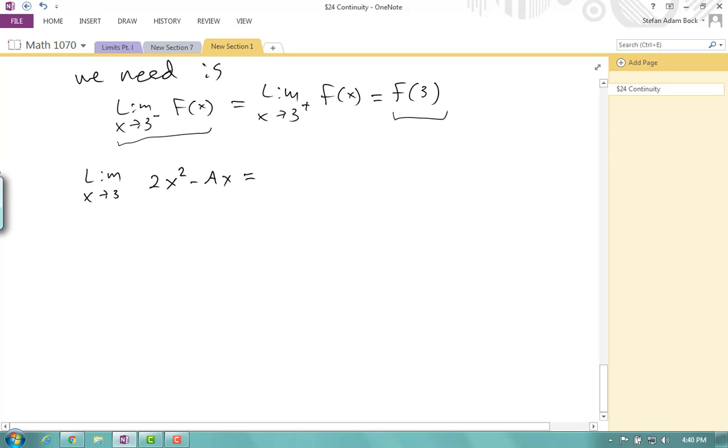What did I write? 3 minus. Much better. I have 2 times 3 squared. That's 2 times 9. So I have 18 minus 3a. And for the other limit, I have the limit as x goes to 3 plus, and I'm going to use the opposite side of my function, so that's going to be ax plus 12, and that's going to be equal to 3a plus 12. And these are supposed to be equal to each other, so I'll set them equal to each other and try to solve for a.